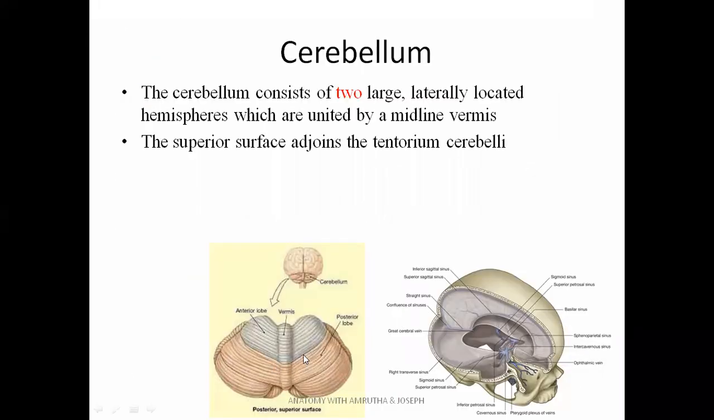So as I mentioned, the cerebellum has two hemispheres connected by a vermis, which is located at the center. Right? And the superior aspect of the cerebellum is covered by, or related to, the tentorium cerebelli. As you can see here, this is the tentorium cerebelli.